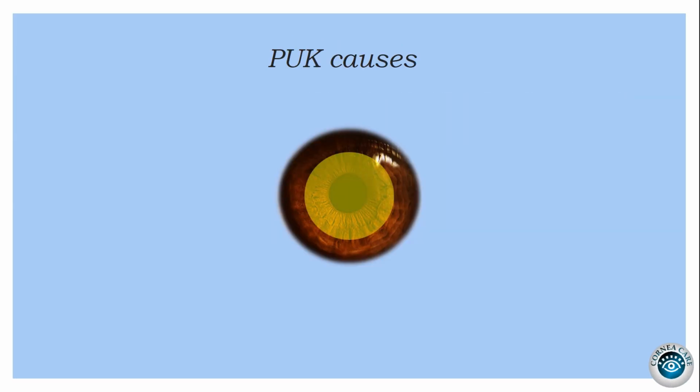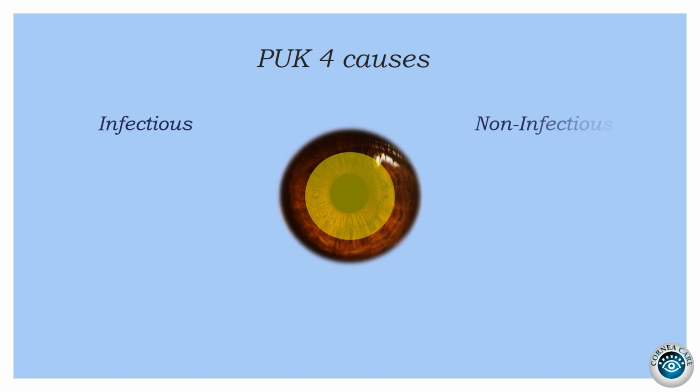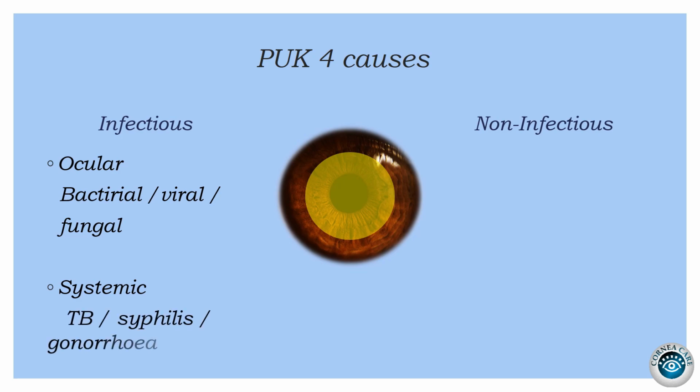Outer 50% of cornea is considered peripheral cornea. Its pathologies can be broadly classified into infectious and non-infectious. In infectious, any microbe which can infect central cornea can affect the periphery too. Some systemic infections like TB, syphilis, gonorrhea involve peripheral cornea. Of course, the incidence of localized ocular infections is much higher than the systemic ones.